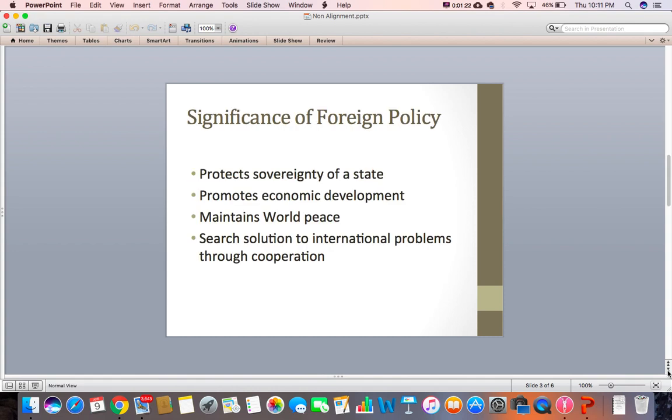In India, since the establishment of the constitution, foreign policy has been given utmost significance. This is so because a strong and rational policy protects the sovereignty of a state, promotes economic development, maintains world peace, and tries to search for solutions to international issues and problems through mutual cooperation. So that is why a foreign policy is very significant. It is important not only for the state, rather it is significant for the whole international scenario.